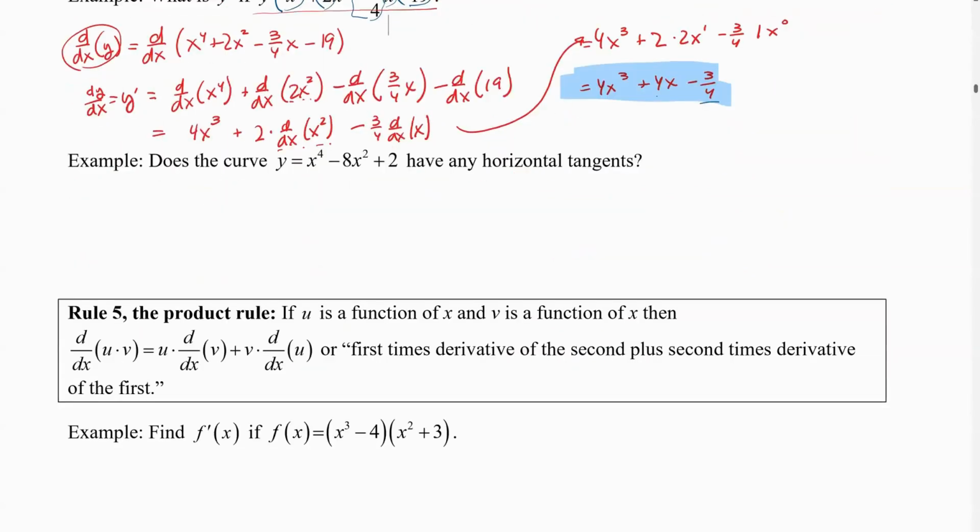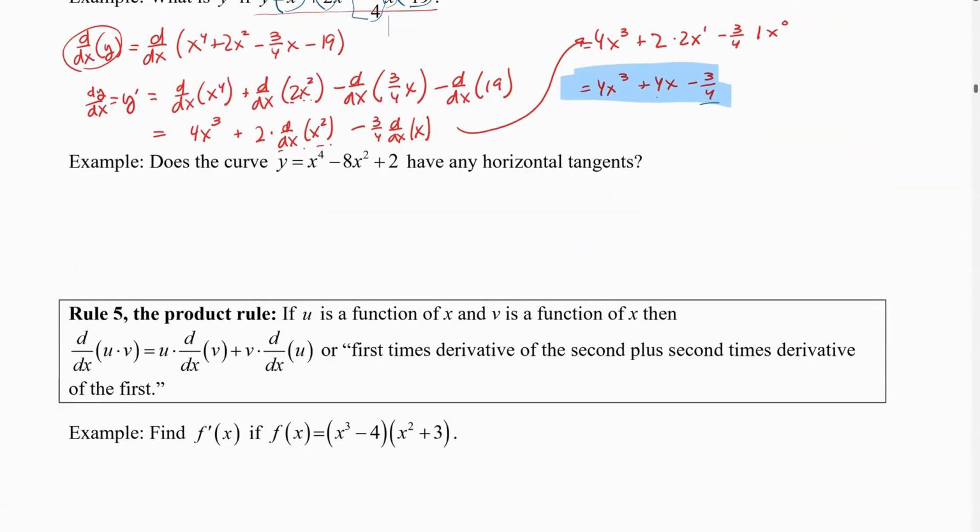Okay. Does the curve have any horizontal tangents? Horizontal tangents? What does that have to do with anything that we're doing? Oh, horizontal tangents. Horizontal tangents is another way of saying, is there any place where the derivative is equal to 0? Horizontal tangents are places where the tangent line slopes are 0. Well, let's go ahead and find out. y prime. Let's take that derivative of that expression.